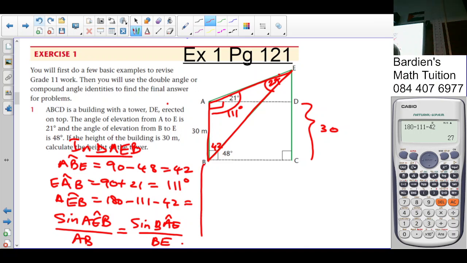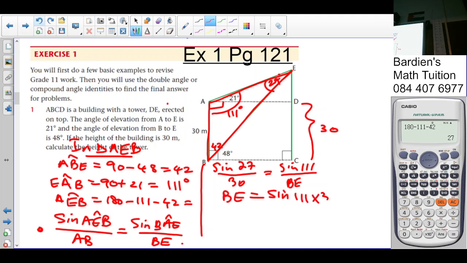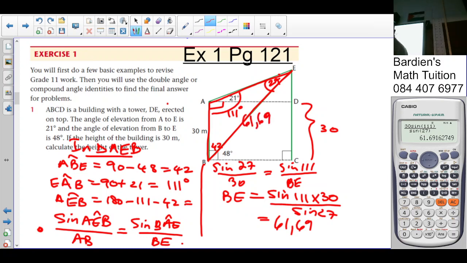Okay, so we go sine of A. The people this year, you don't have to write it down. So you go sine of 27 over 30 is equal to sine of 111 over BE. You cross multiply, then I'll get BE sine 27 is equal to 30 sine 111. You divide by sine 27, it gives you BE to be 30 sine 111 over sine 27. That gives us an answer of 61,69. Okay.